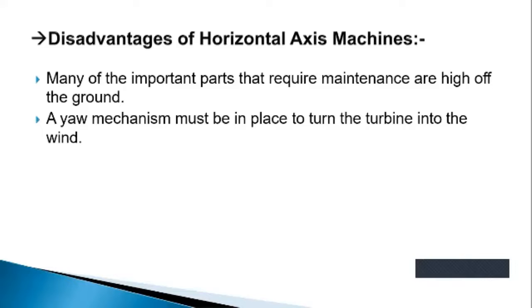Second disadvantage is the yaw mechanism must be in place to turn the turbine into the wind direction. Due to the requirement of a specific wind direction for horizontal axis windmills, the yaw control mechanism is required to turn the rotor blades into the direction of the wind.